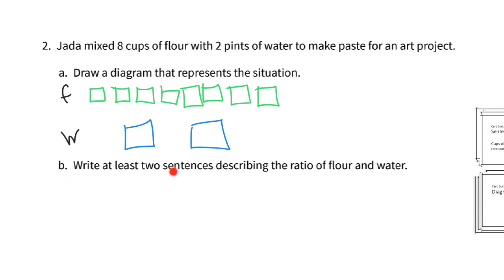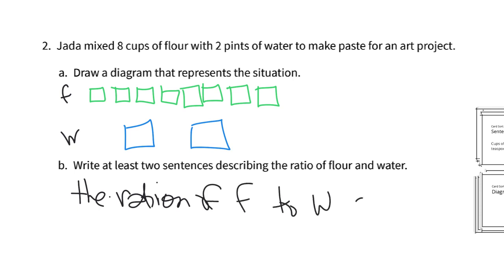Now the idea is write at least 2 sentences describing the ratio of flour and water. And so we could say anything, couldn't we? We could say the ratio of flour to water is, and we could say 8 to 2. We could have said the ratio is 4 to 1, couldn't we have?